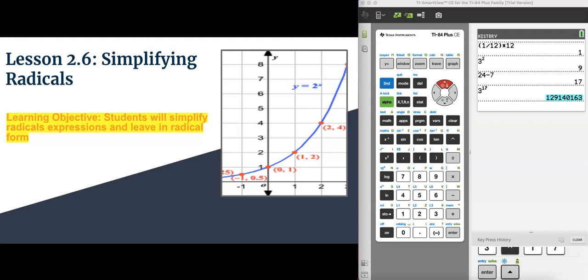Alright, lesson 2.6 is we're going to be simplifying radicals. Our objective is students will simplify radical expressions, and we're going to leave it written in radical form this time. Previously we talked about how to convert them to rational exponents, but this time we just want to work specifically with radicals. Alright, so let's move on.